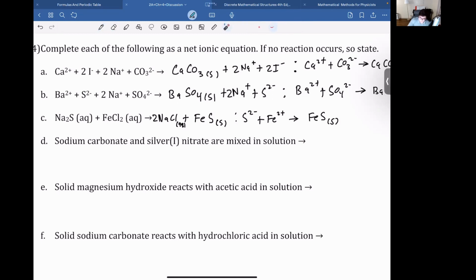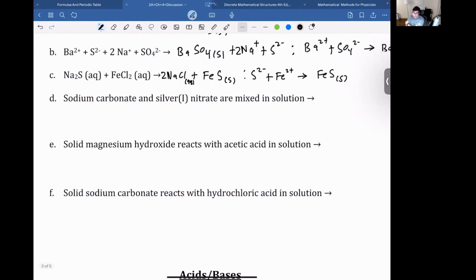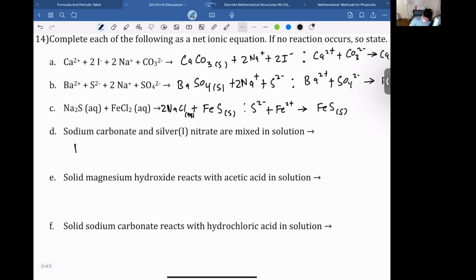If you're wondering how I know it's a 2 plus, you might want to review the oxidation states. Cl has a -1 oxidation state, and there are 2 of them, so iron has to be a 2 plus to balance that out and make it neutral. Sodium carbonate and silver 1 nitrate are mixed in solution. So for this one you're going to want to know what sodium carbonate is. Sodium carbonate is Na2CO3. CO3 has a -2 charge, so keep that in mind. Silver 1 nitrate is AgNO3. Nitrate has a -1 charge. That's also soluble.